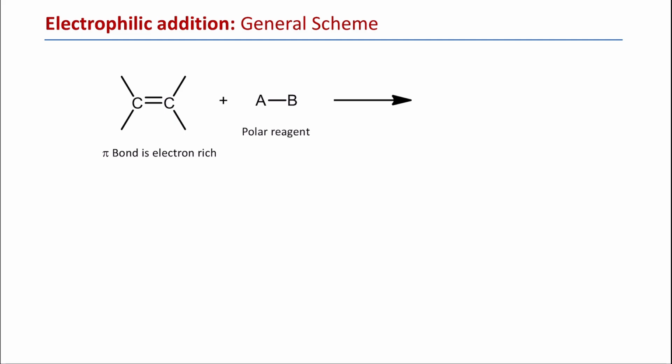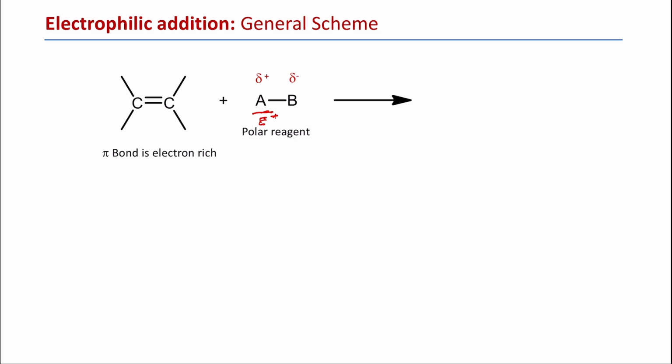The second reaction is the electrophilic addition. So in the case of electrophilic addition, you have an alkene which has a double bond here. The double bond between the two carbon atoms is electron rich and it acts as a nucleophile. While you have the polar reagent where there are two atoms bonded together, they have a difference in their electronegativity. So one atom will have a partial positive charge while the other one will have a partial negative charge. In this case, the atom with the partial positive charge will act as an electrophile.